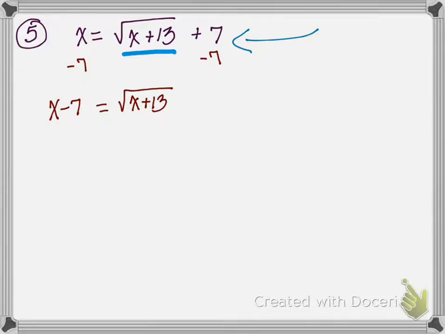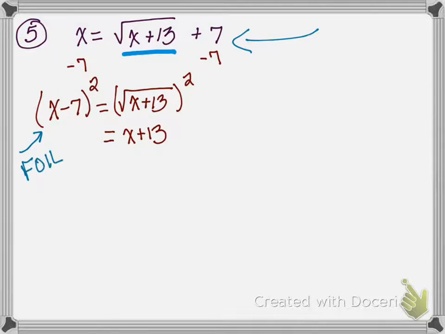So at this point, I am going to square both sides. When I square the square root of x plus 13, I'm left with just x plus 13. Now, x minus 7 squared, I have to FOIL. Sometimes students forget that you have to FOIL, and they just end up with x squared minus 49 or x squared plus 49. But x minus 7 squared has got to be FOILed, and that means x minus 7 times x minus 7.